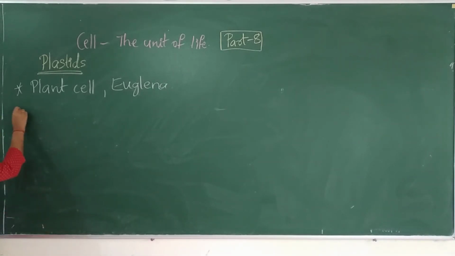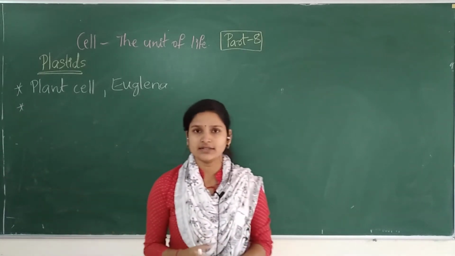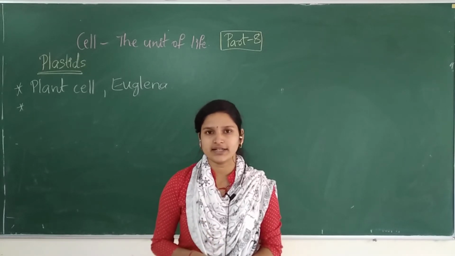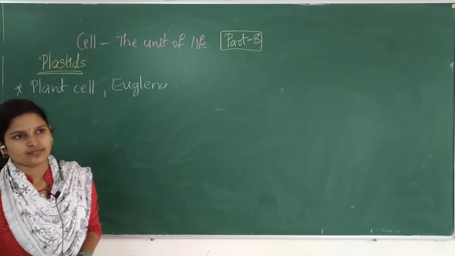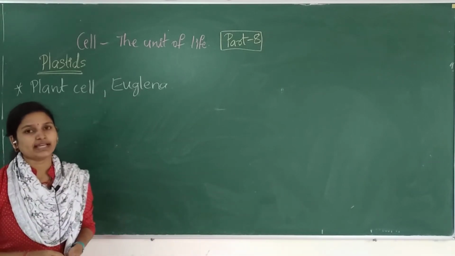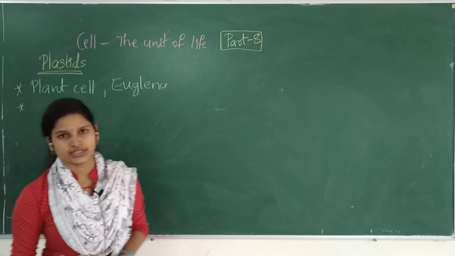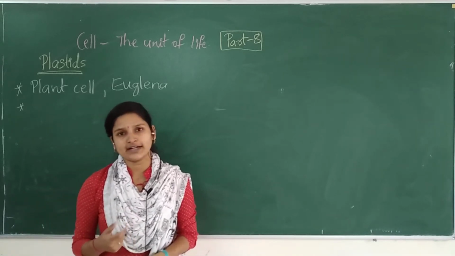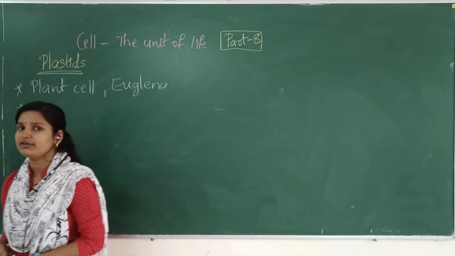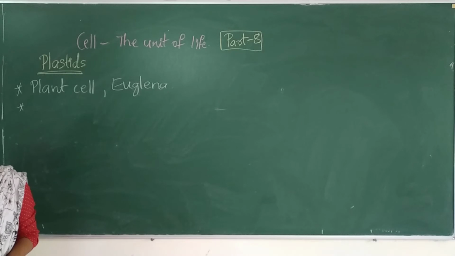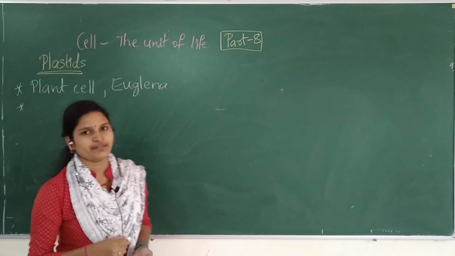So tell me one thing, the different colors which we observe in the plant, what is the reason for that coloration? Because of chloroplast, green pigmentation is there. And we also observe red, orange, like this coloration will be there. Why? What is the reason? So today we will study that.